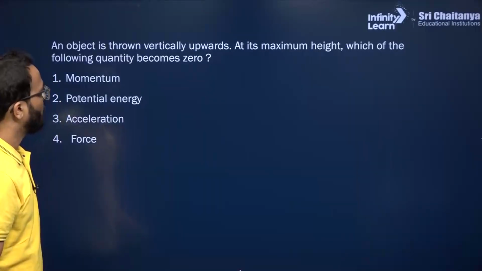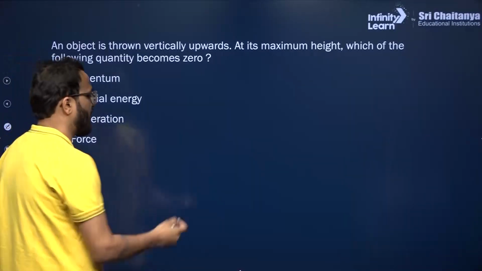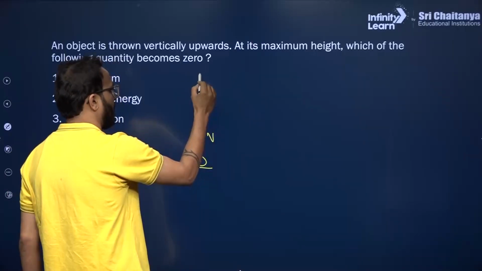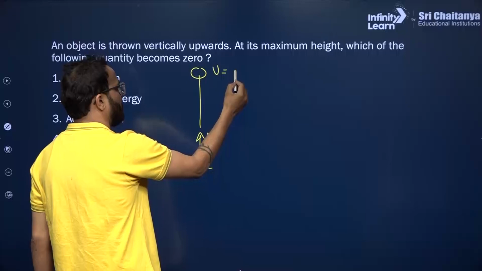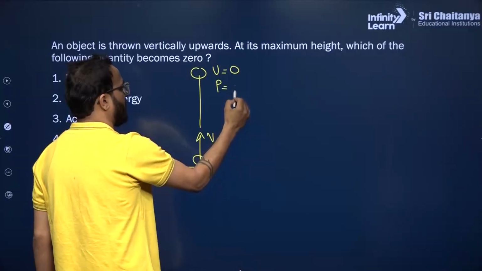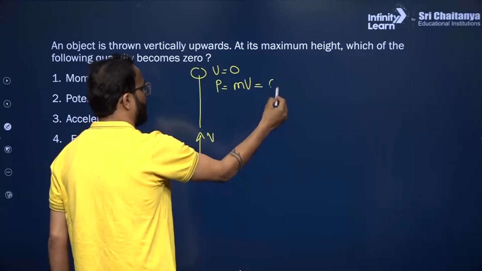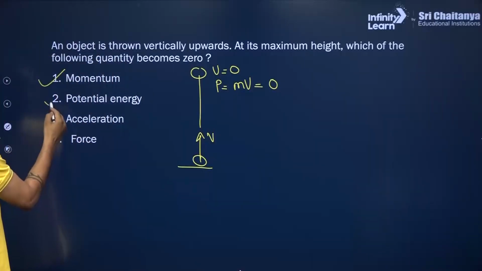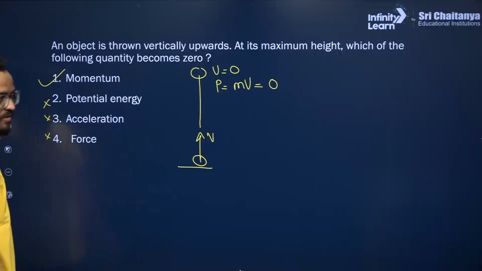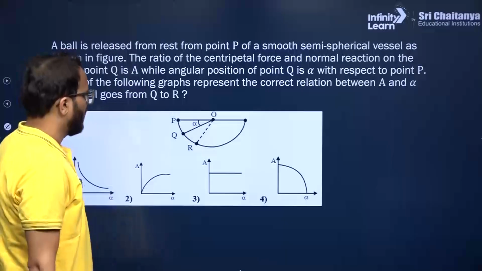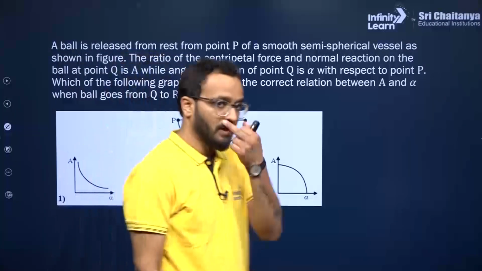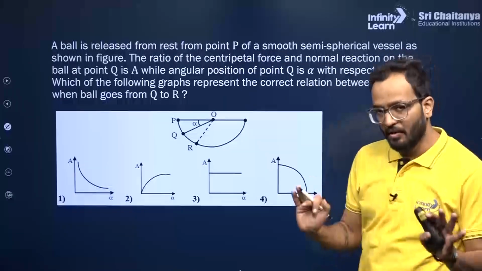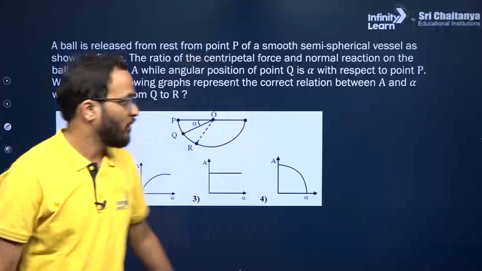Third is, an object is thrown vertically upwards at its maximum height. See what happens at its maximum height, its velocity becomes zero, so technically its momentum will also become zero. So obviously momentum will become zero, no need to see for other three options, right? Now here, this is a good question. In the complete paper, this question I will regard as a good question. So let me solve it for you guys.